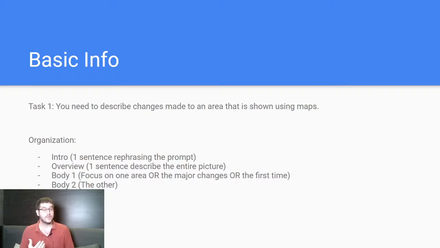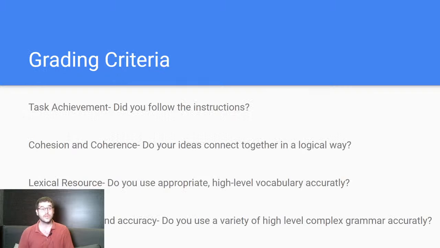Some people, it's perfectly okay to have your overview be your last sentence. But me and Phil always recommend you don't use this method. We recommend it's always your second sentence to make sure that you don't forget it. All right, so now that we have recalled the basic information, let's move on to look at the grading criteria. This is how you are graded.